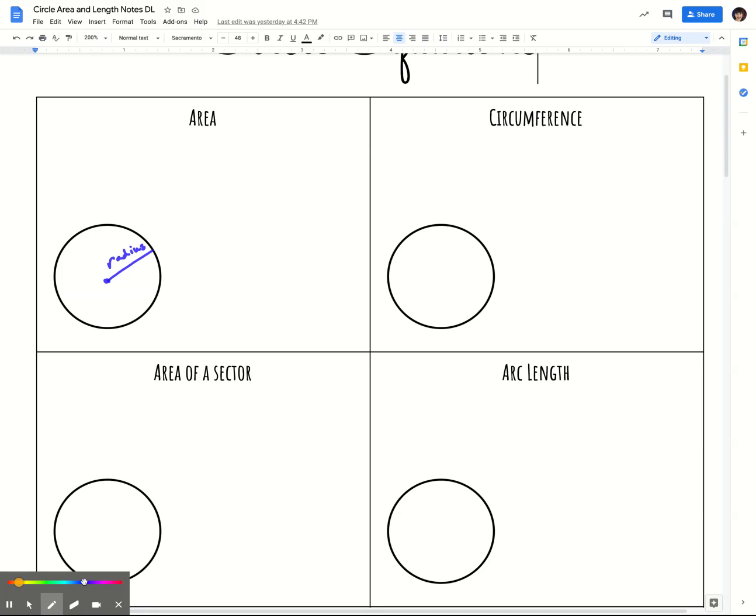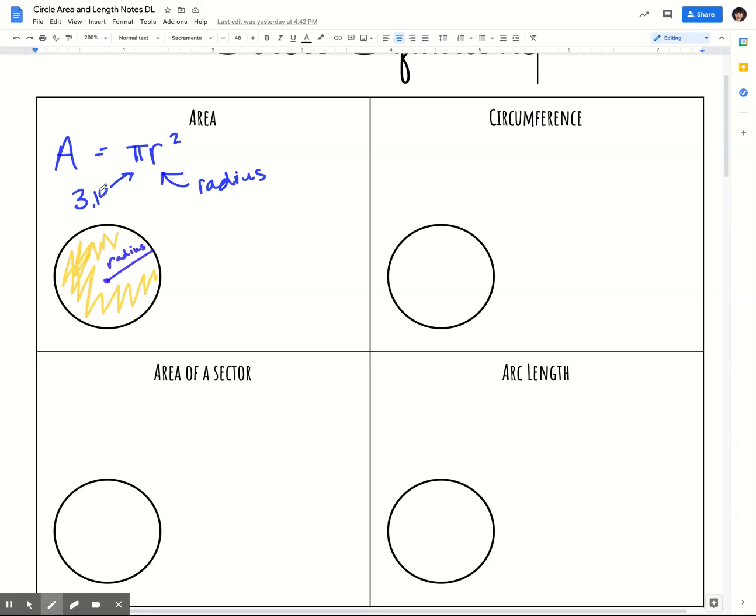find the area of a circle, so the area is just this whole thing in here, right? The formula for the area of a circle is pi r squared, where r is your radius. Okay, and then pi is a never-ending irrational number, but we usually abbreviate it with 3.14.